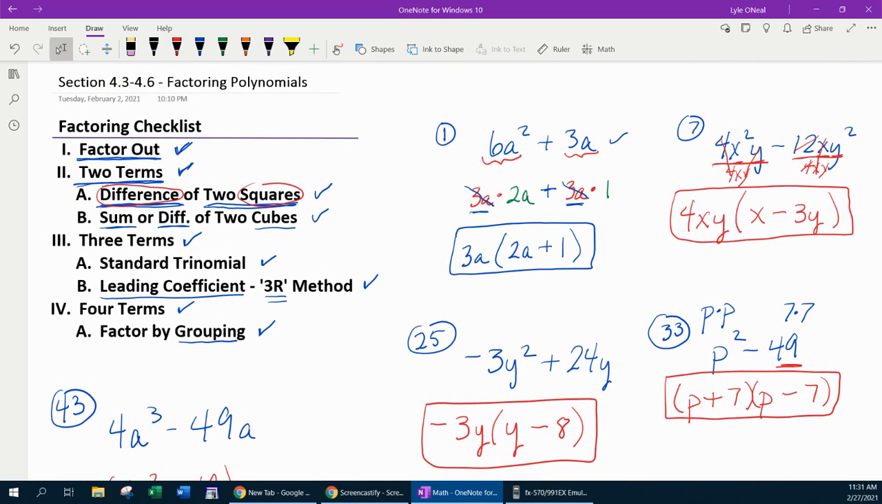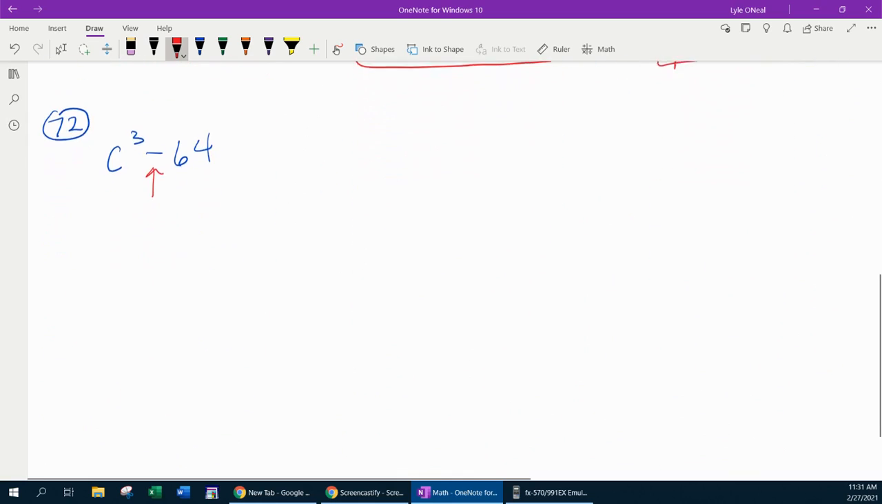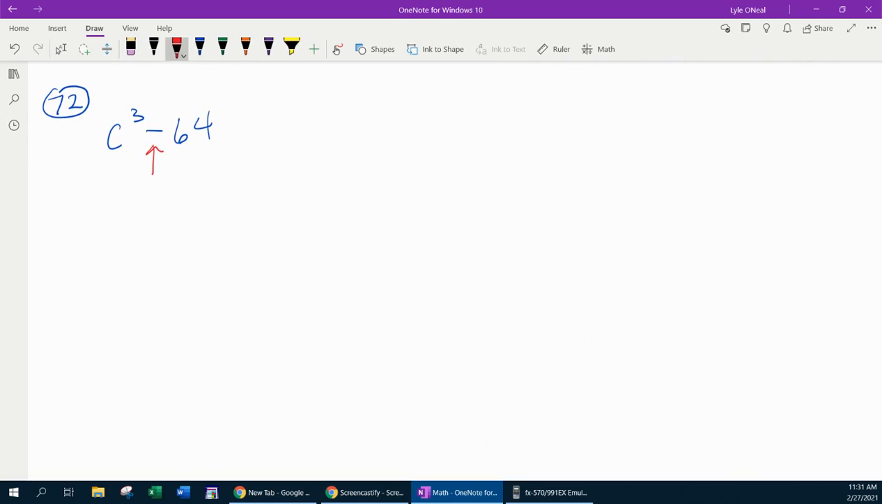So if we look at our checklist under two terms, the next thing to check for is cubes. Could this be the sum or difference of two cubes? Well, let's check. Cubes means something times itself 3 times. So c times c times c is c cubed. Do you see that? And 64 happens to be 4 times 4 times 4. So this is the difference of two cubes. And just to point out, cubes can handle a plus or a minus sign. That means that you can factor cubes if it has a plus or a minus, either one, unlike the squares that you can only factor with a minus.